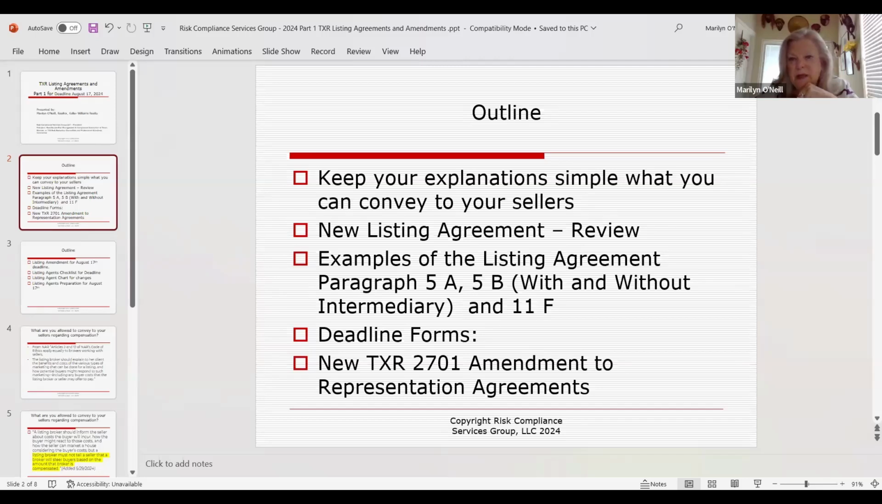Hold on, let me see if I can get it. I've got so many documents for our training today.